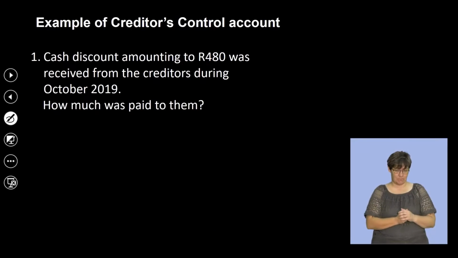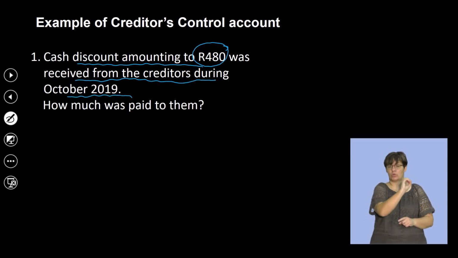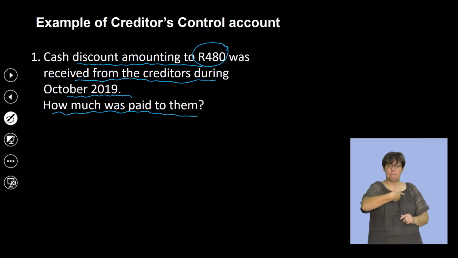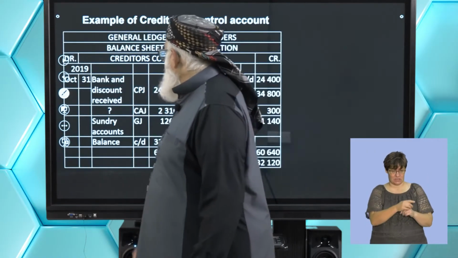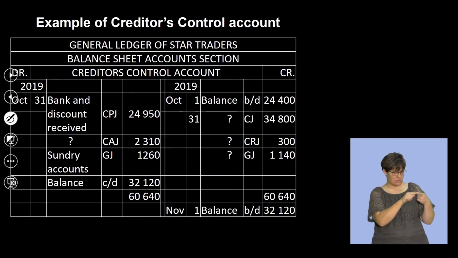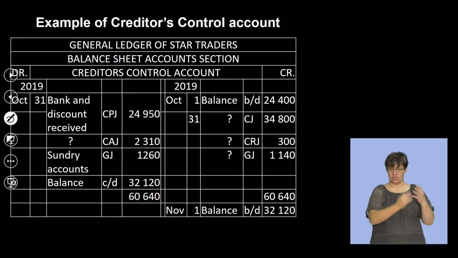Right, the question first says here, cash discount amounting to 480 Rand was received from the creditors during October 2019. How much was paid to them? So obviously you have to analyze the account. Firstly, identify the payment. You've made a payment to your creditors. The creditors being a liability account, it's decreasing in value. So step number one, the focus is my debit side. Clear?